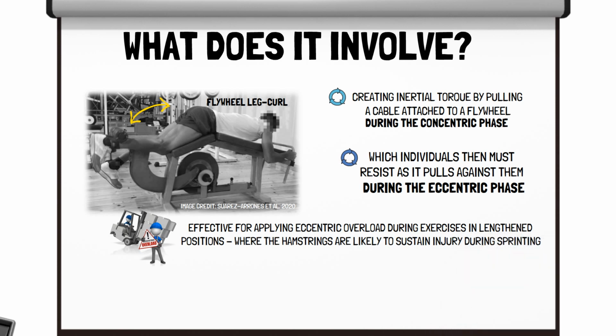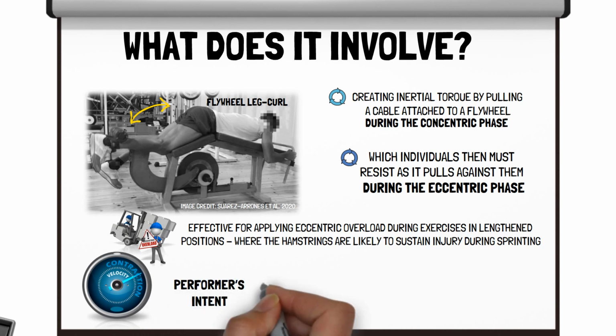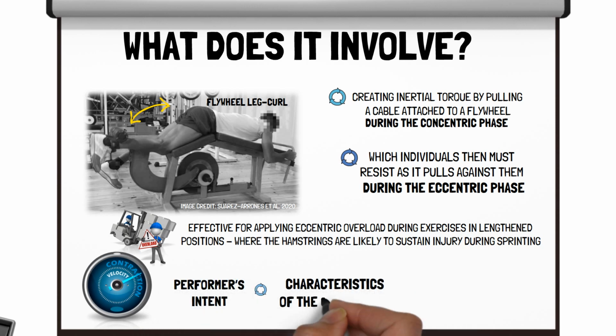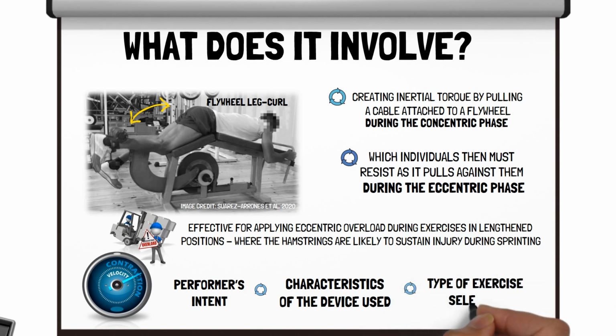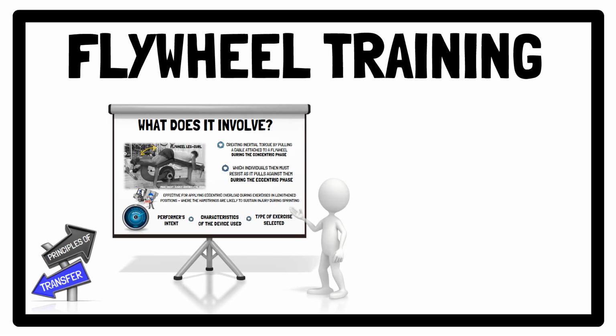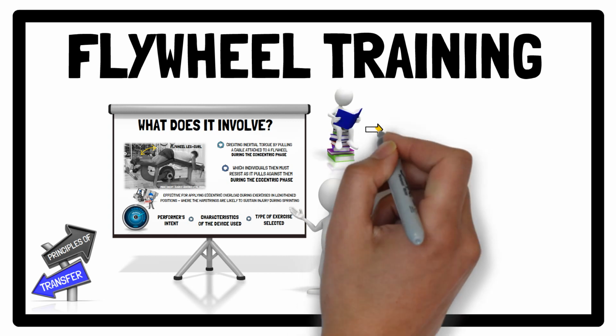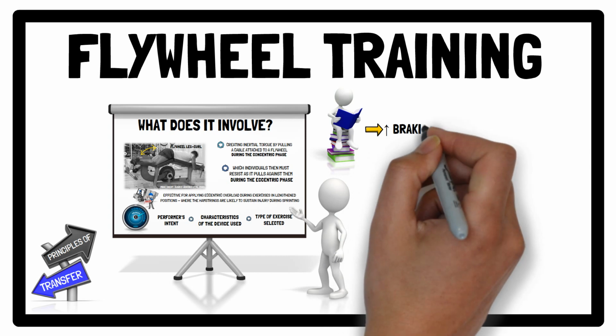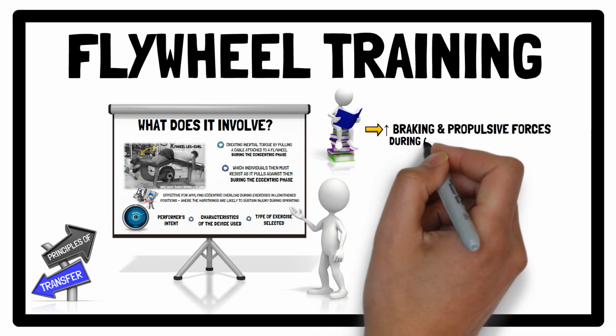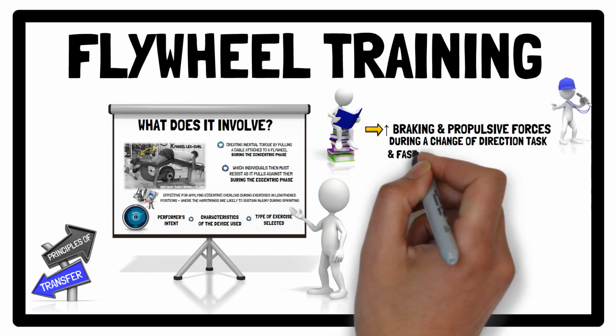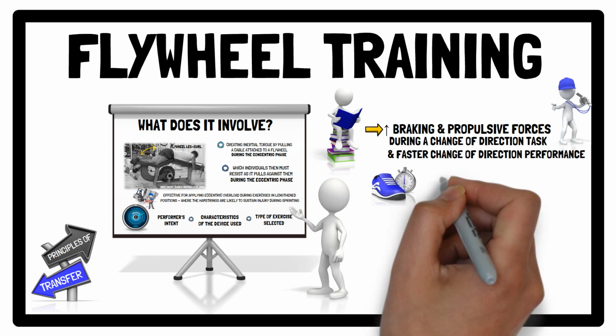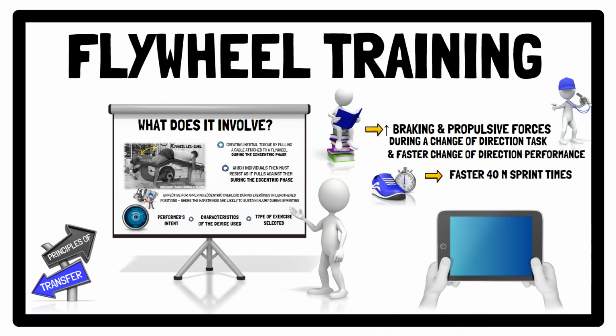The contraction velocity can be increased or decreased depending on the performer's intent, the characteristics of the device used, and the types of exercises selected. Therefore, flywheel training can be considered an adaptable resistance modality to obtain hamstring adaptations. Studies involving flywheel training have reported increases in braking and propulsive forces during a change of direction task, faster change of direction performance, and faster 40-meter sprint times.